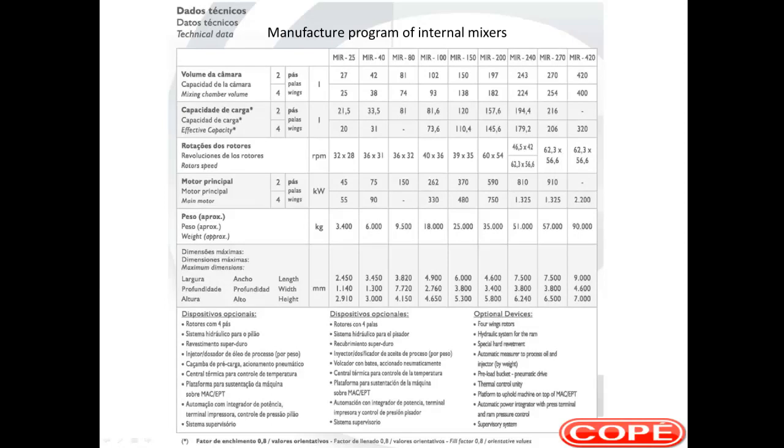In this table we can see the range of production for tangential mixers. We can start with small mixers, 25 liters. Then we go to the biggest mixers, 420 liters. And you can have the rotor geometry with 2 wings, 4 wings, and 6 wings, depending on the application.